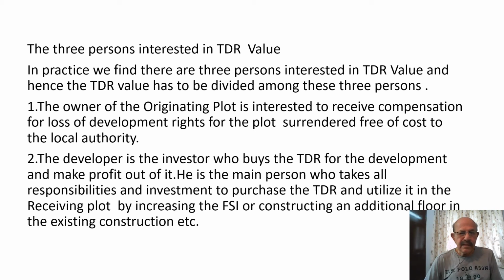The three persons interested in the TDR value. In practice, we find there are three persons interested in TDR value, and hence the TDR value has to be divided among these three interested persons. One, the owner of the originating plot is interested to receive compensation for loss of development rights for the plot surrendered free of cost to the local authority. Two, the developer is the investor who buys the TDR for the development and makes profit out of it. He is the main person who takes all responsibilities and investment to purchase the TDR and utilize it in the receiving plot by increasing the FSI or constructing an additional floor in the existing construction.